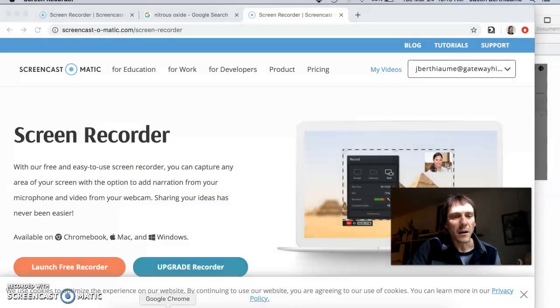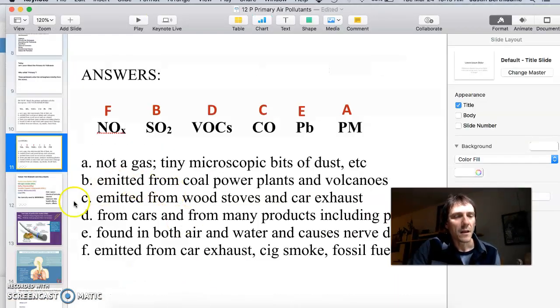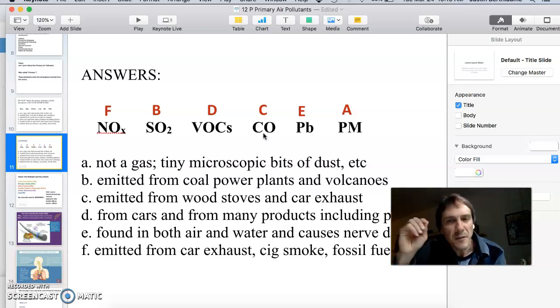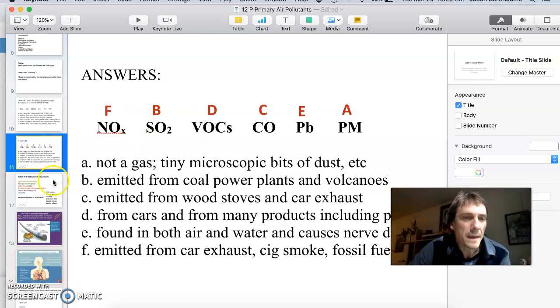We are working on our air pollution unit, so let's get started. Last we talked was that we had these 6 primary air pollutants, and we remember that primary air pollutants are pollutants that come directly from the source. So something is burned or something is emitted from the Earth's surface and enters the atmosphere and is a pollutant. So we call that a primary pollutant.